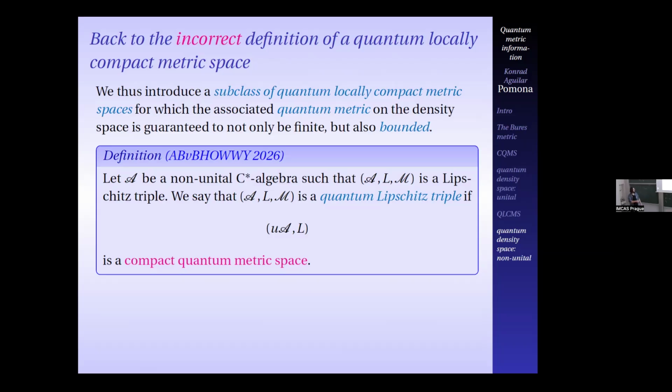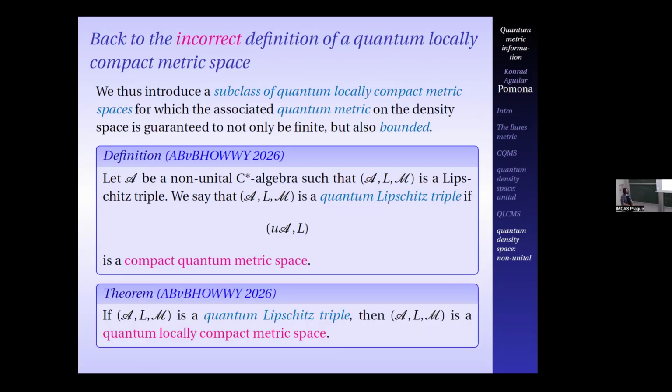Of course, we don't call it a quantum locally compact metric space. We give it the name quantum Lipschitz triple, and it's the definition if, in fact, with the unitization, you are a compact quantum metric space. All three examples I showed do not satisfy this, but there are definitely nice and important examples we'll mention in a minute for which you are a quantum Lipschitz triple. So it is a non-empty set.